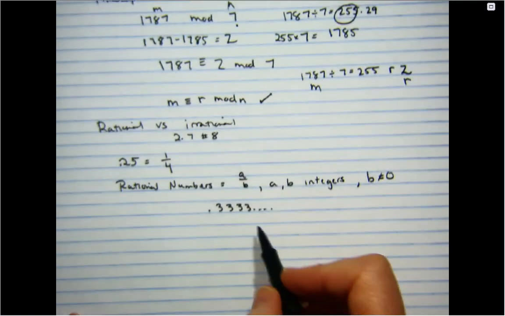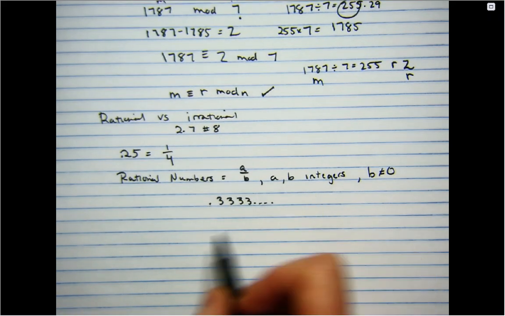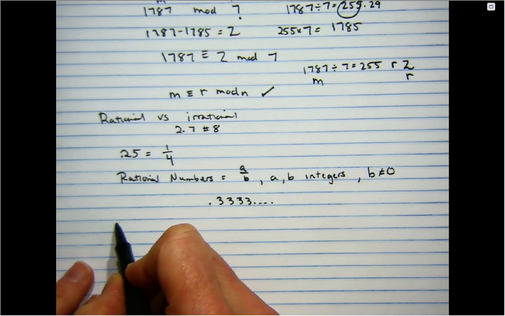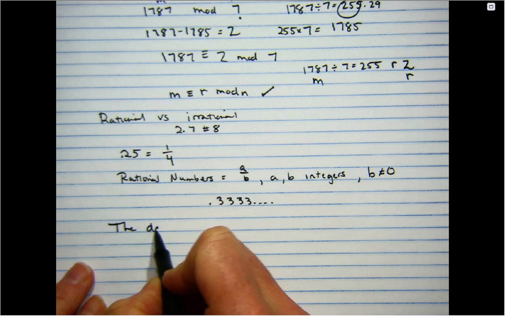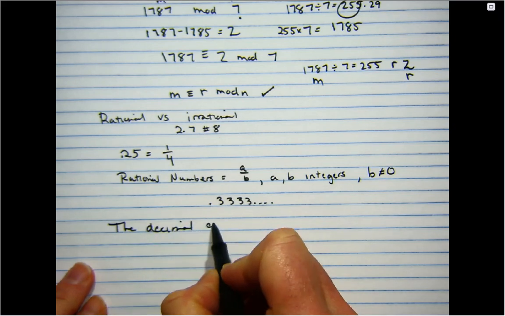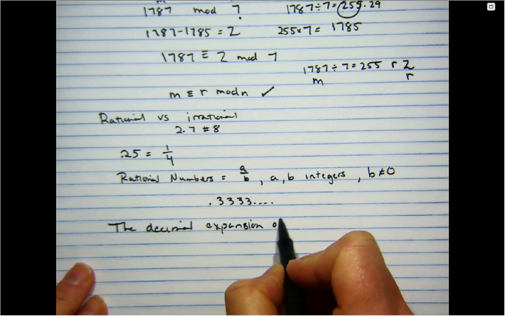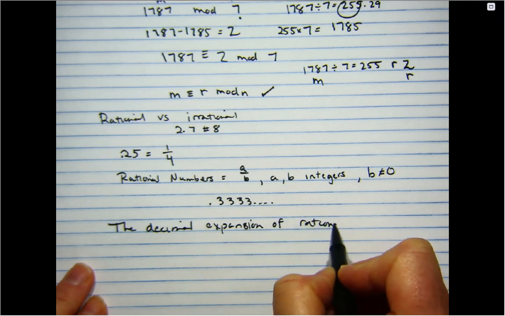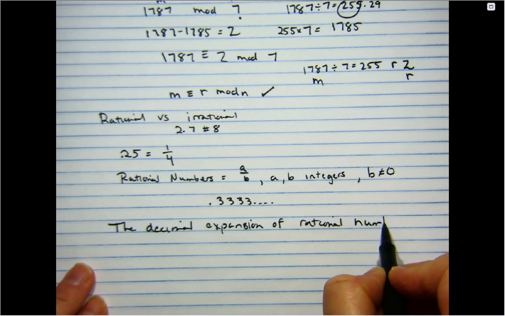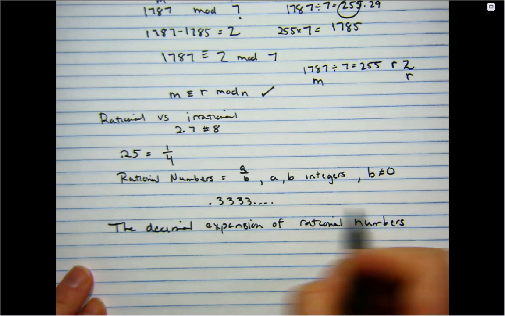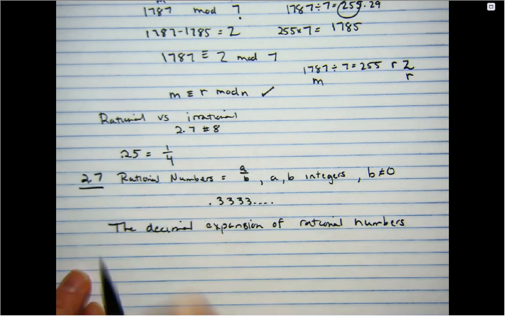So we can show a rational number is rational by looking at its definition. And if we look at the decimal expansion of rational numbers, who remembers what the decimal expansion of rational numbers does? Might as well put 2.7 down and put this in our notes. Who remembers? Yes. Repeats or terminates? Yes.